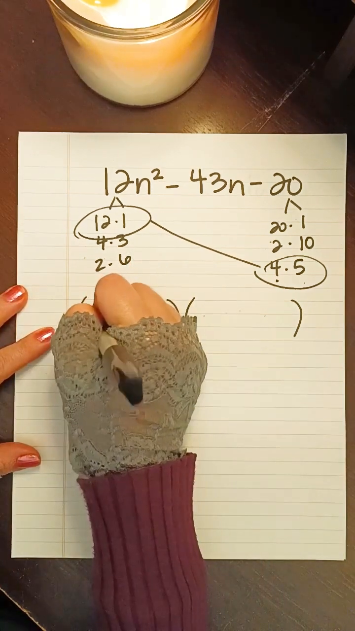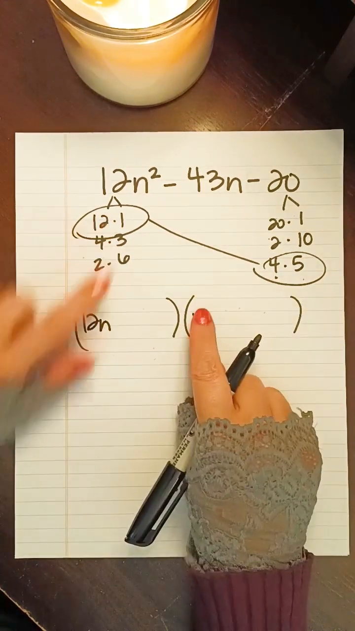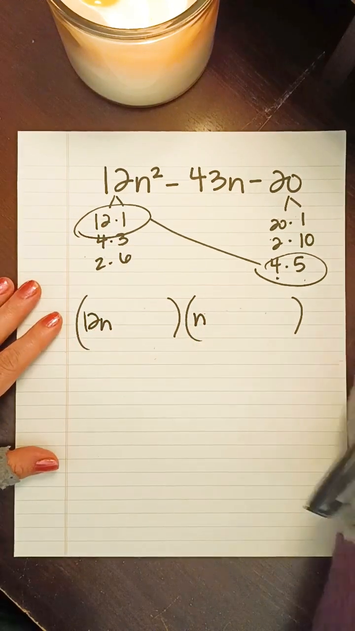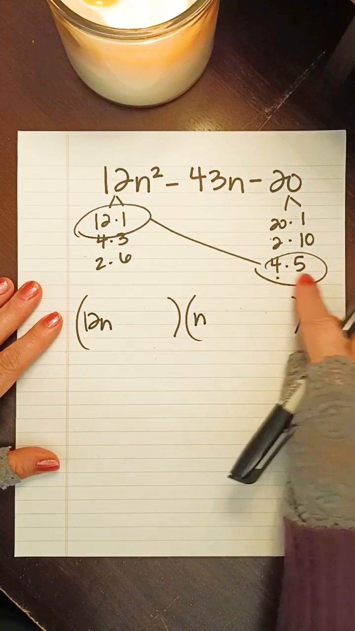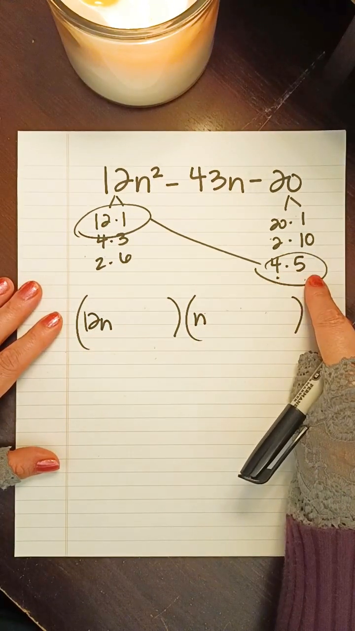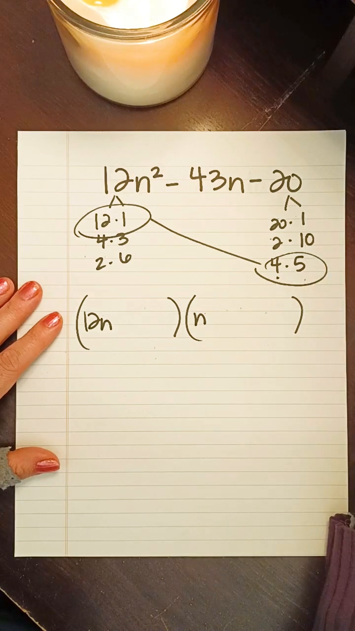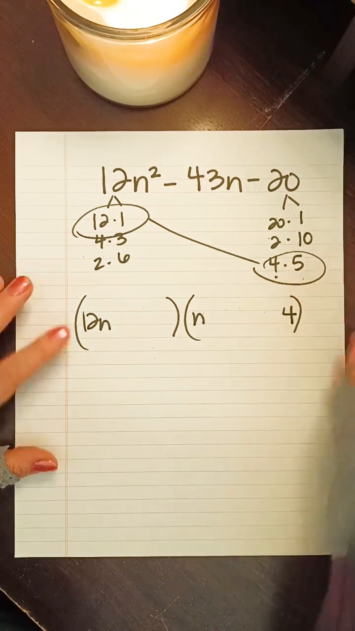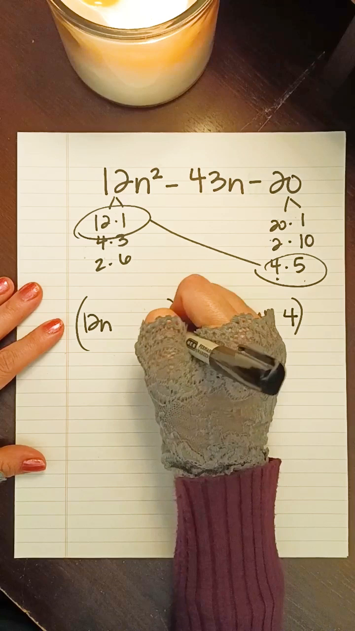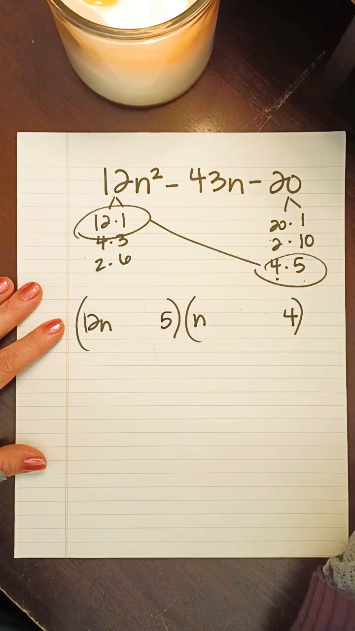So I place these first, right? It doesn't matter how you place them. These go last. It matters how you place them. I want a 48 and a 5. So I'll put 4 here to get 48. I'll put 5 here to get 5.